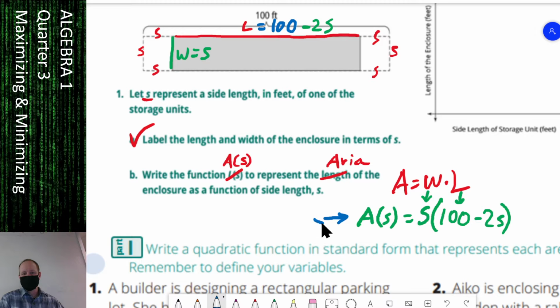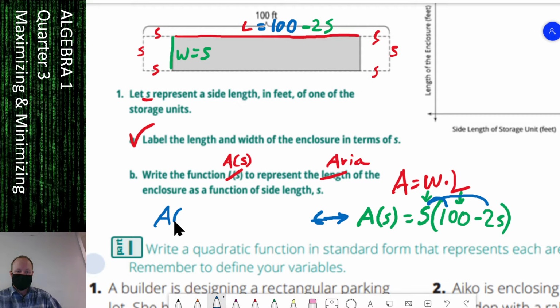This is a good enough equation, but it would be a little bit nicer if we did not have these parentheses in there. We have to have the parentheses because S is being multiplied by this whole thing, because that whole thing is our new length. How might we get rid of these parentheses here? Distribute. We did a little review on distributing, right? So we can distribute.